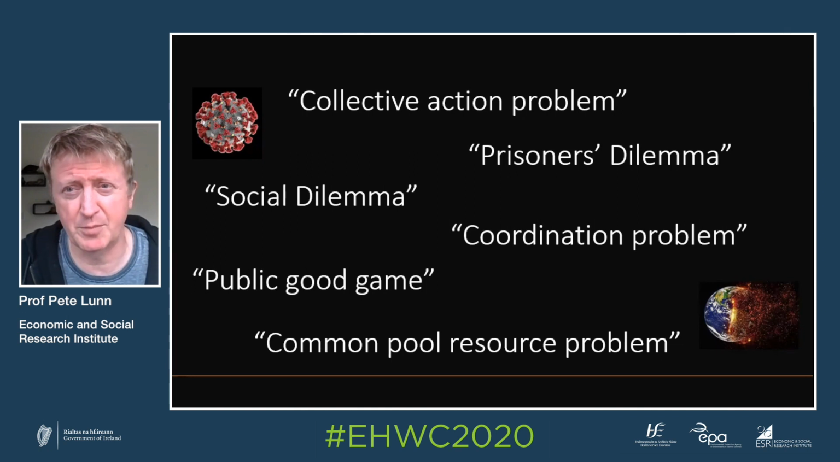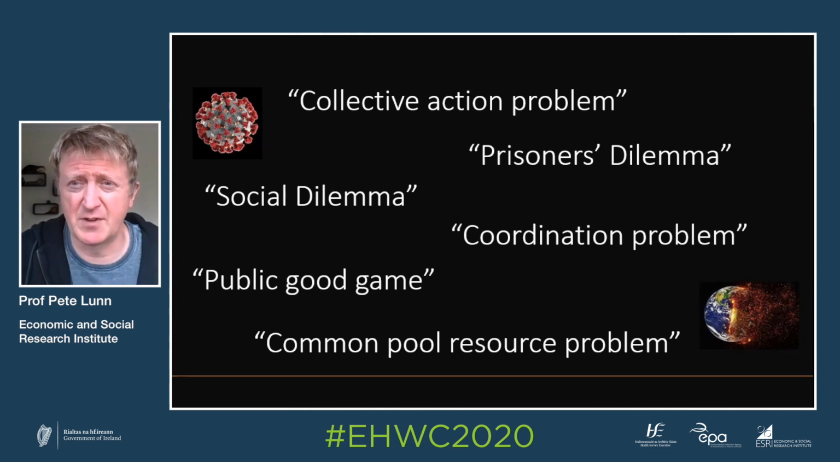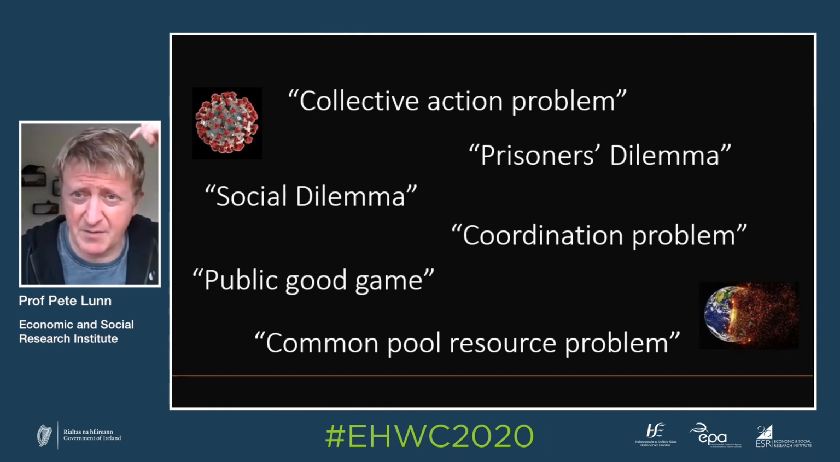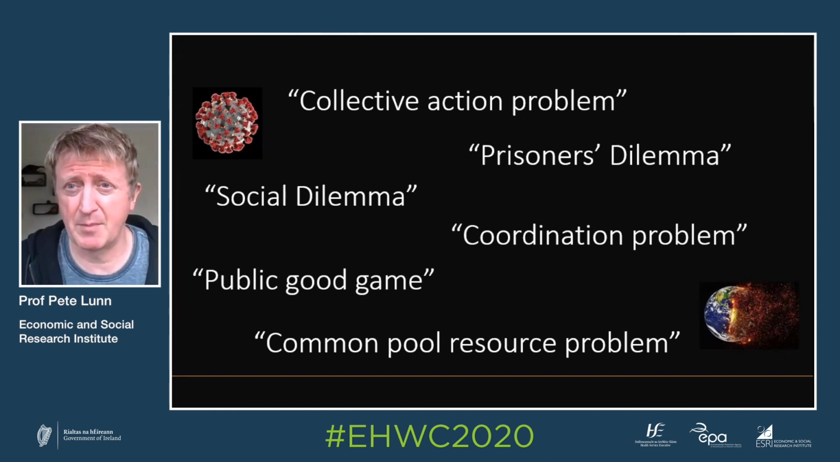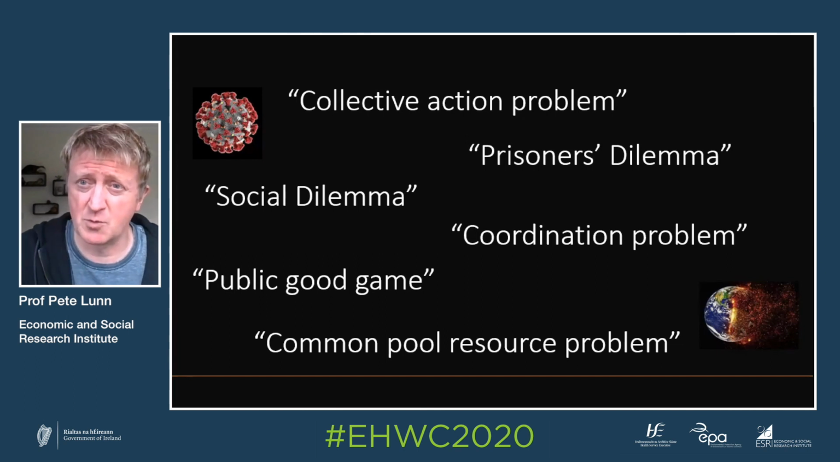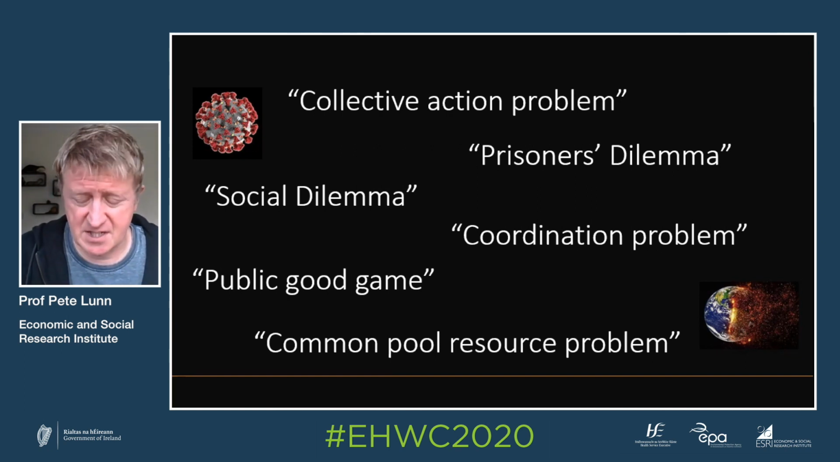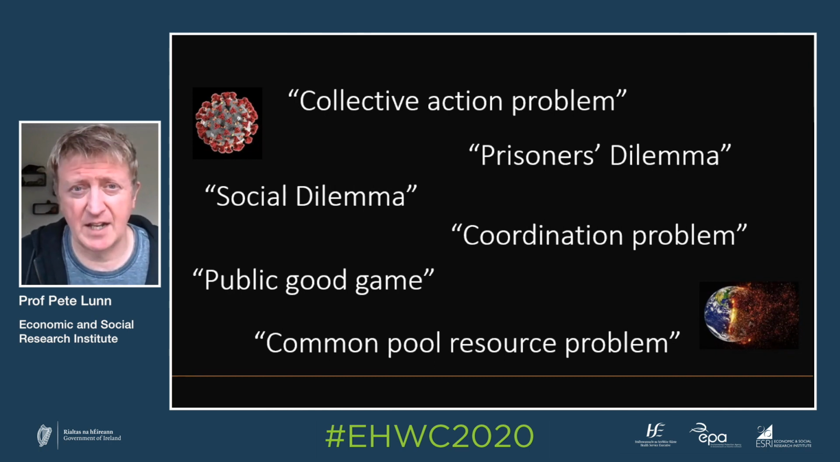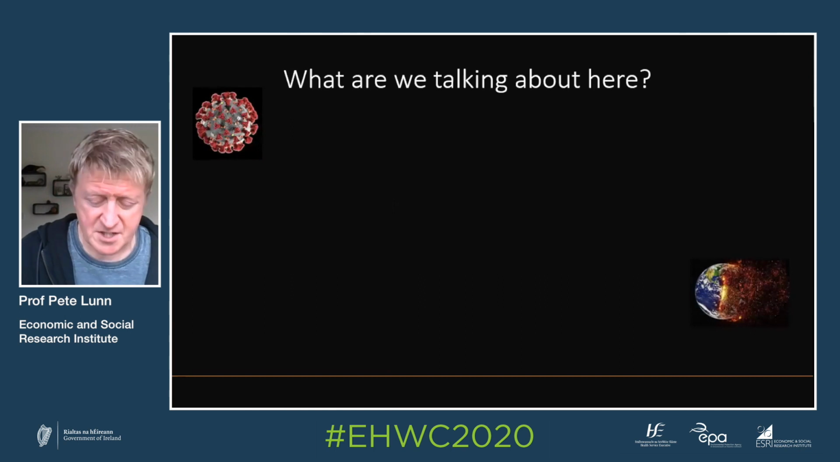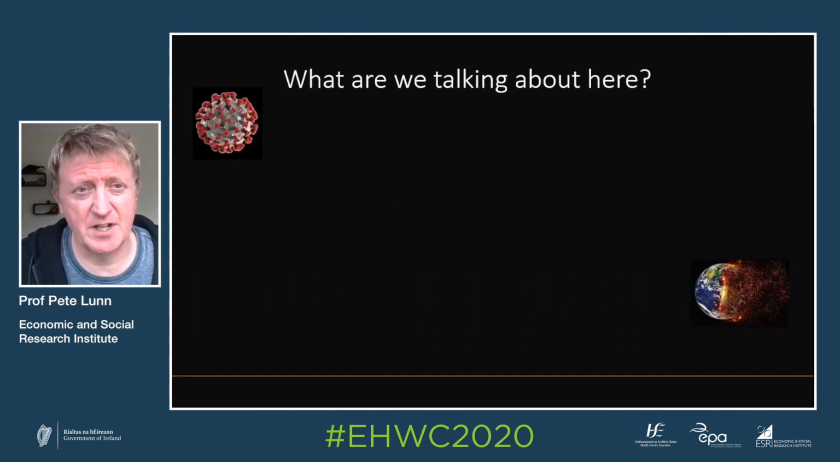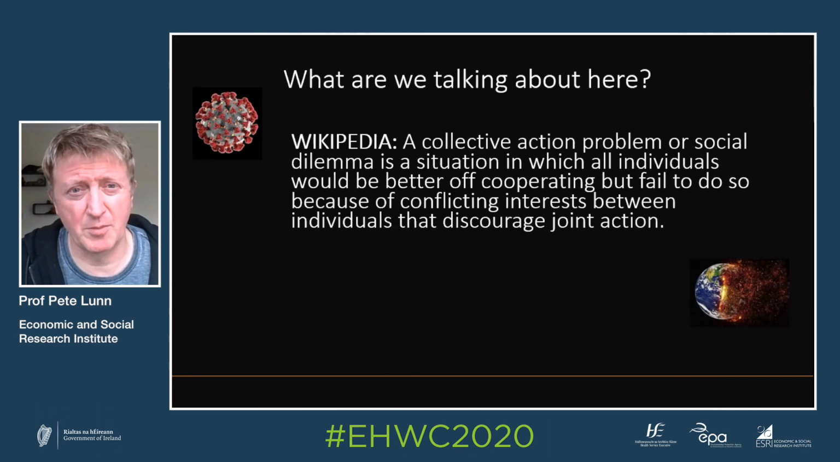So for example, common pool resource problems are about individual incentives for using up a resource that is a common resource, whereas some of the other problems here might be more about people contributing towards a common pool. But essentially, all of these describe situations where people's individual incentive is at odds with some kind of collective incentive. So let's give it a proper definition. Let's look at Wikipedia's definition of a collective action problem.